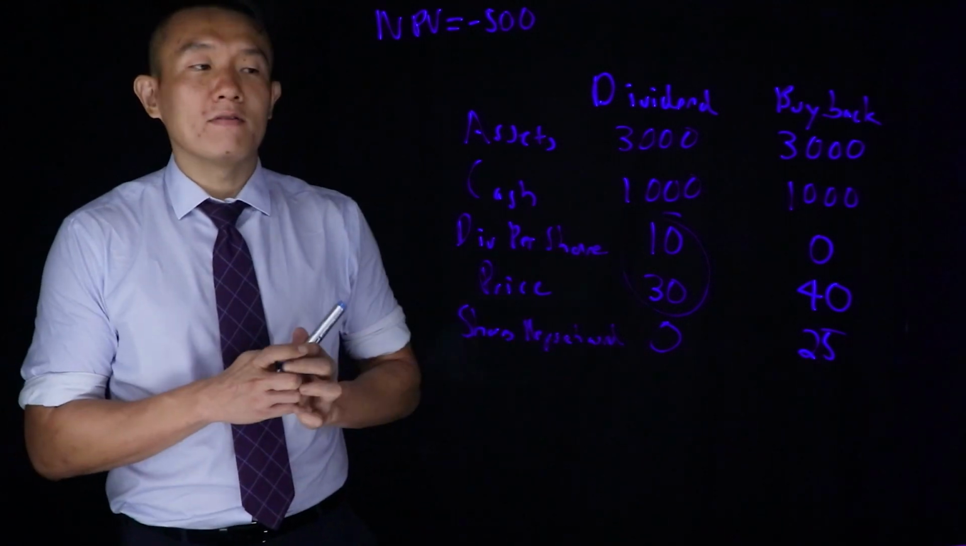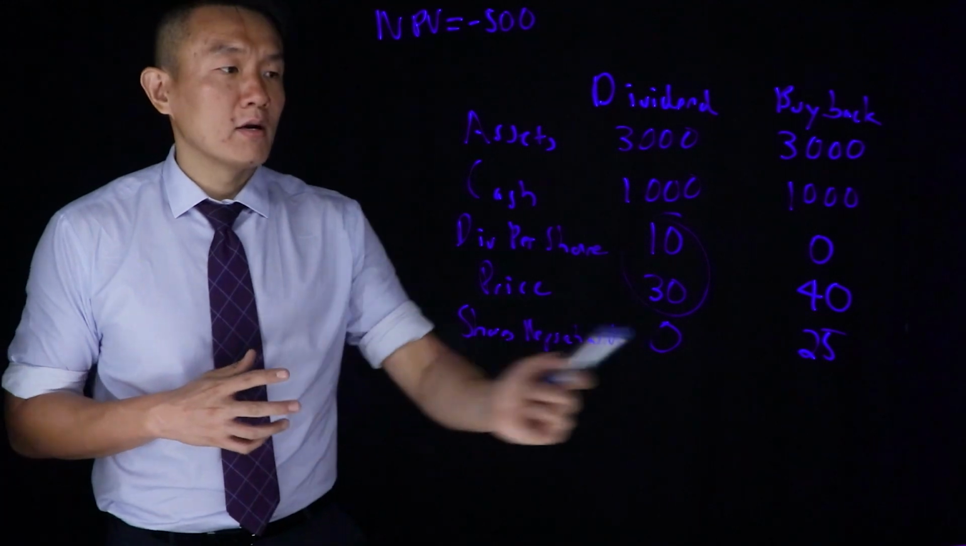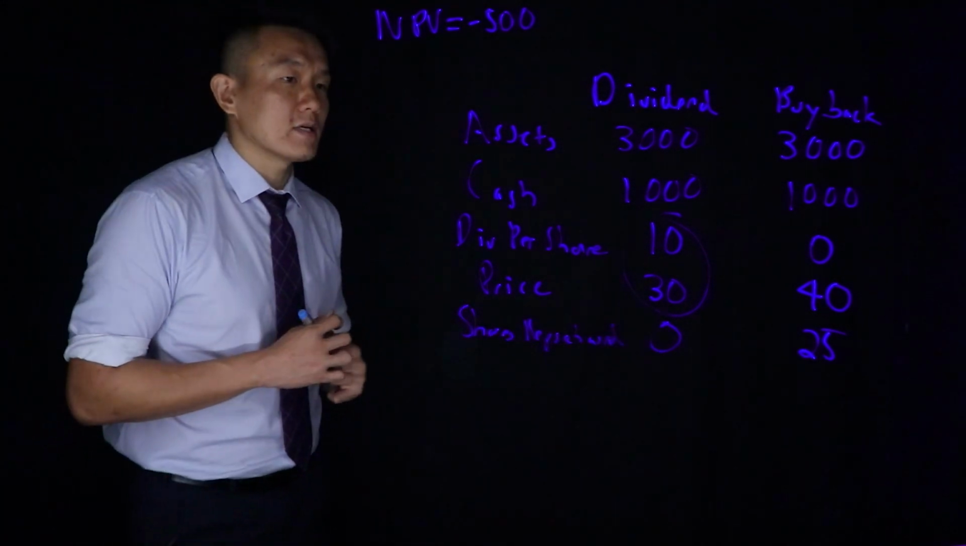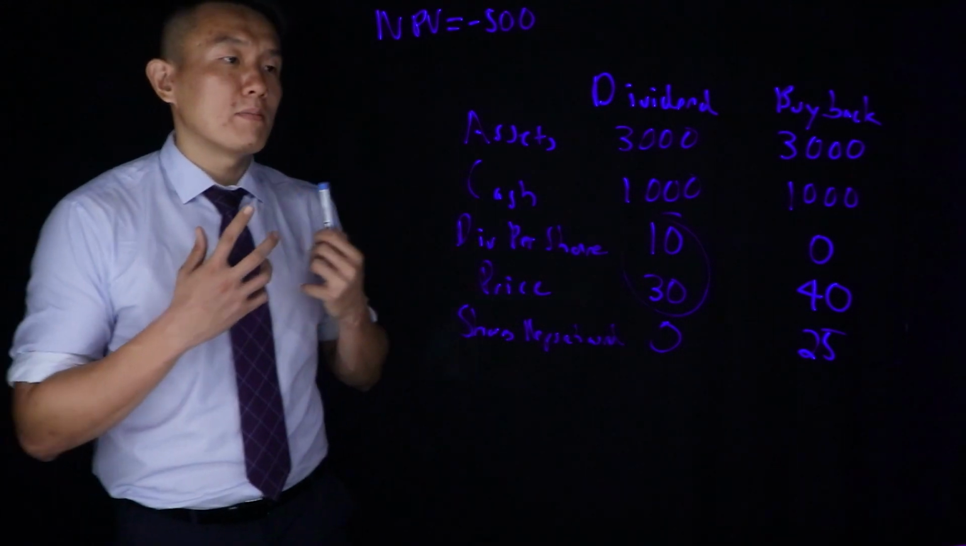So we can either have 100 shares that are each worth 30, or I can have 75 remaining shares that are now each worth 40. In either case, the payoff to shareholders will be the same.